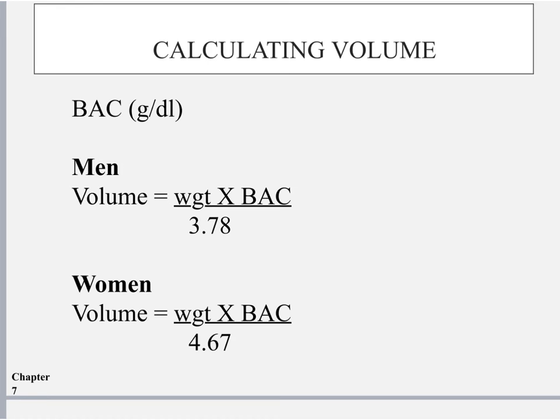When calculating the volume of how much you can drink, you take the weight of the person consuming times the desired blood alcohol content, which should be less than 0.08 because that is the legal limit, and then divide it by 3.78 for men and 4.67 for women. So, looking at the blood.